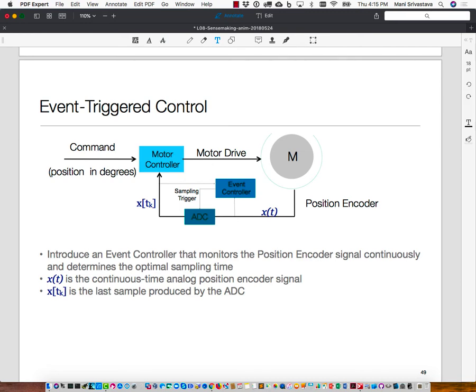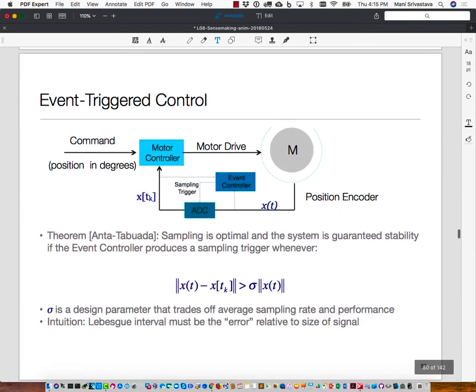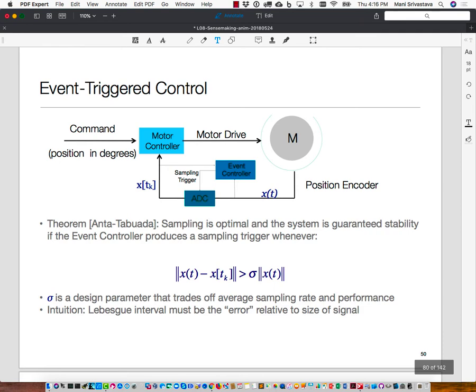So intuitively the way these systems work is that I have the last digital value that I sampled. I'm going to take the corresponding analog value and then in the analog domain do some comparison. So the theory in case of control systems suggests that if the current value of the analog signal has deviated from what we last measured by an amount which is larger than a certain percentage of the current value of the signal, then we are good to go. So this requires an analog multiplication and an analog comparison.